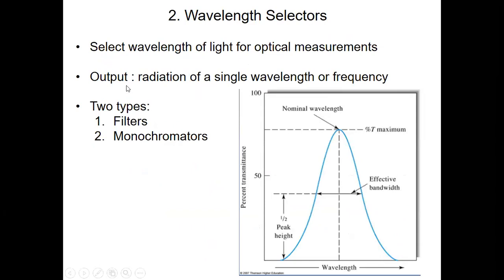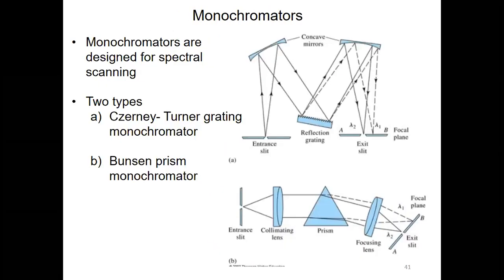So for wavelength selectors, there are two types, filters and monochromators. In the filters, we discussed interference filters and cutoff filters. Now let's see what the monochromators are. Monochromators are designed for spectral scanning.